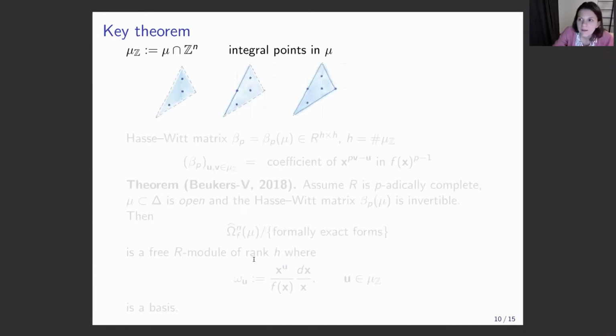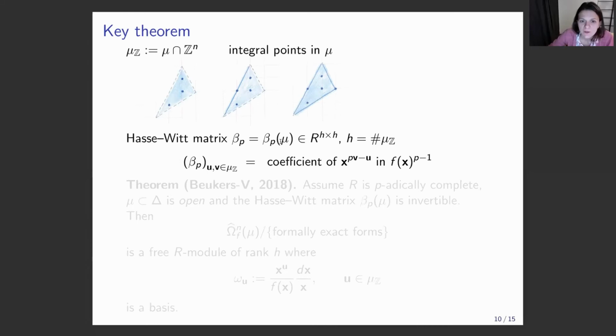Okay, so let me now use these properties and state the key theorem of our work with Frits Beukers, which I'm going to apply to prove Dwork's congruences later. For a subset mu in the Newton polytope, we denote by mu_Z the set of integral points in mu. There are some pictures here of these sets. We define the Hasse-Witt matrix corresponding to the set mu. It's called beta_p^mu here. That's an h by h matrix where h is the number of integral points in mu, and the entries of this matrix are in the ring R. The entries are coefficients of certain monomials in the (p minus 1)-st power of the Laurent polynomial f.